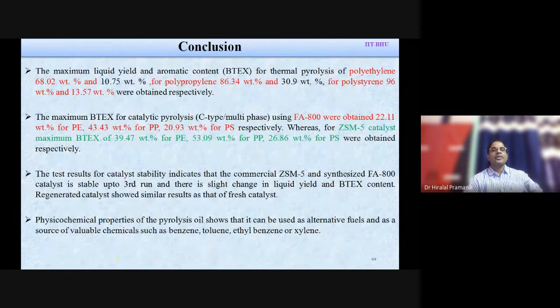Okay, so this is a simple overall conclusion from the study. There is maximum liquid yield and aromatic content for thermal pyrolysis of polyethylene, right? 60.8 and 10.78% for polypropylene.